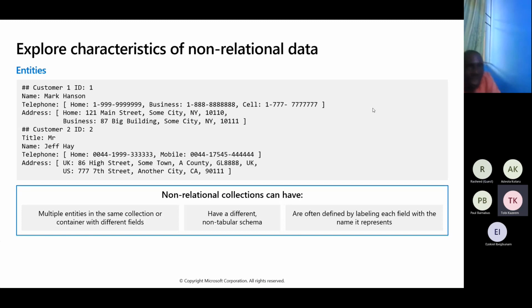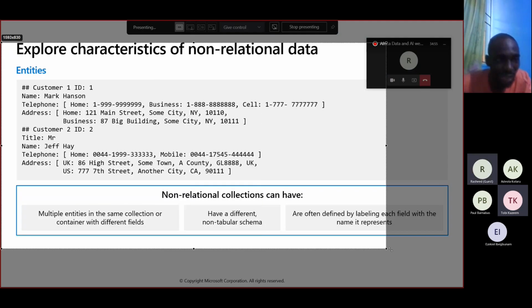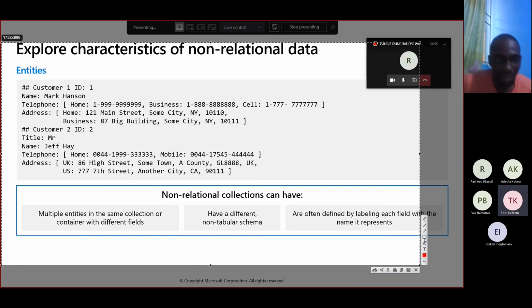So we started with relational data, the history, the pathway, but later along the way, as the world is changing and the data world is increasing, data are coming in, we needed something beyond relational data. And a characteristic of non-relational data is this: multiple entities in the same collection with different fields. For example, this is a particular entity about a customer. The first customer here is Mark, and the second customer here is Jeff.